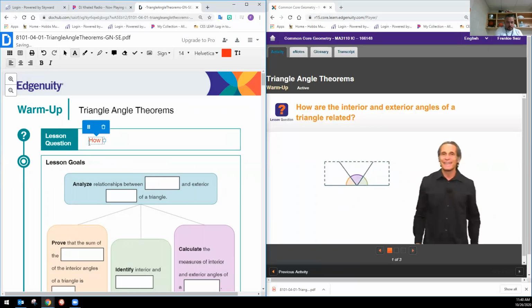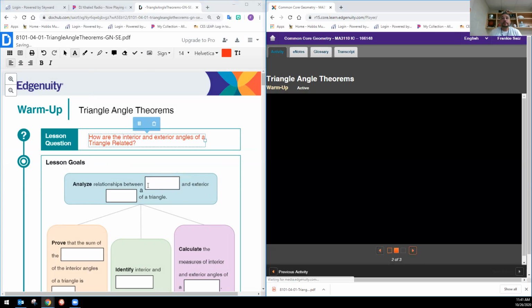So, how are the exterior angles of a triangle related? Okay, I'm going to go ahead and put that right there like that, and move that up a little bit. Okay, so let's go on to the next one.